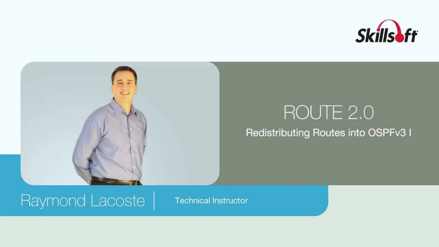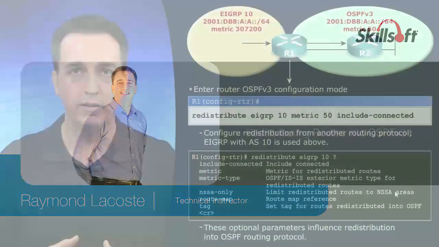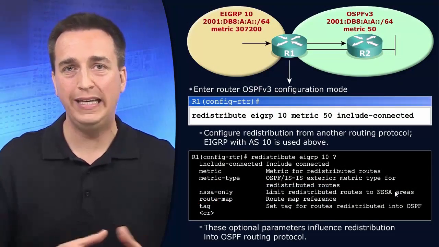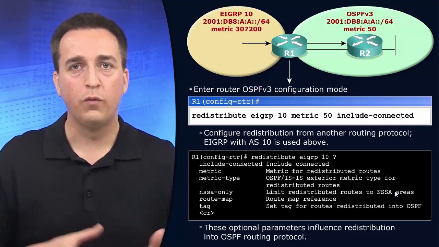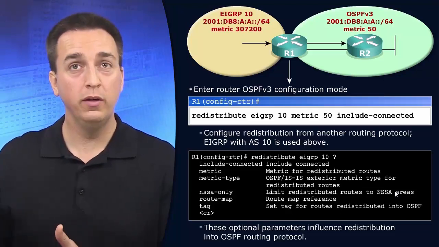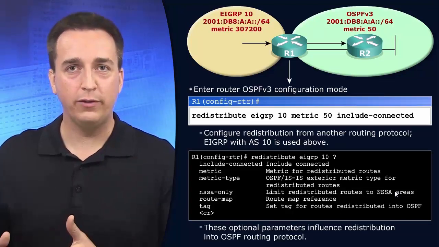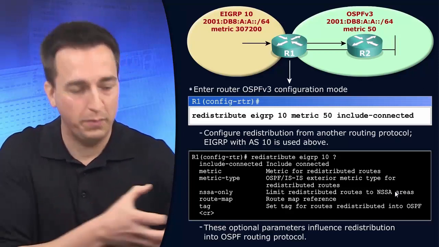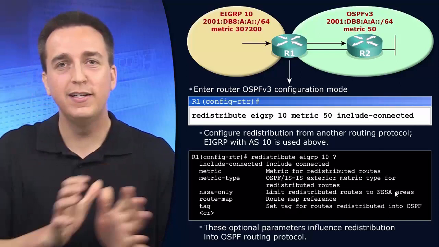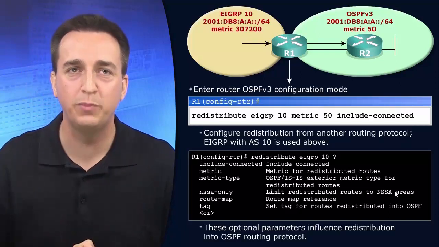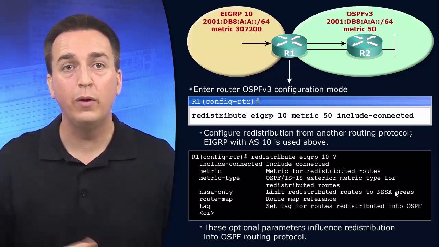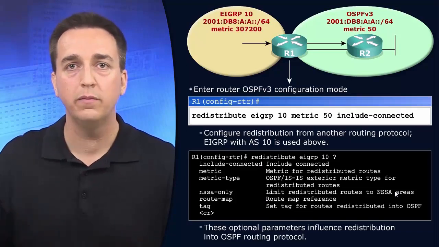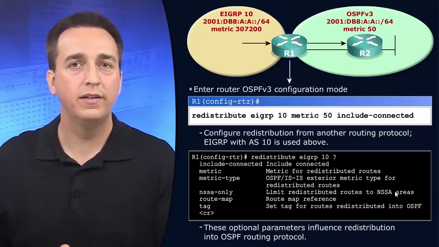Let's now focus on redistributing IPv6 routes. So we're going to redistribute from EIGRP for IPv6 into OSPFv3. The terminology is the same here. We're still importing. We're importing from the EIGRP domain into that OSPF autonomous system. So in this case, where do we go? We go into IPv6 router OSPF configuration mode.